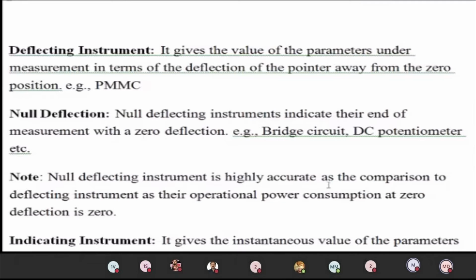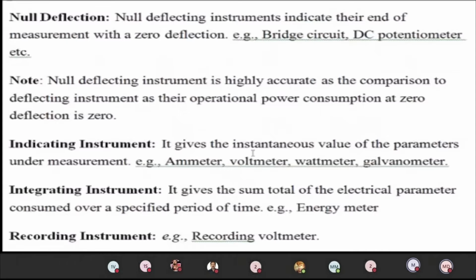Here, the null deflecting instrument is highly accurate as compared to the deflecting instrument, as its operational power consumption at zero deflection is zero. So when you compare the null deflection with the deflecting instrument, once it has attained zero, no more movement will be there, hence the power consumption also will be zero. Hence you can say the null deflecting instrument is highly accurate as compared to the deflecting instrument.